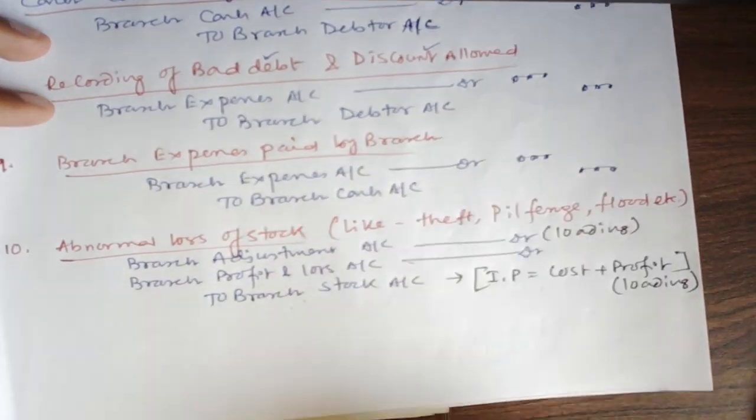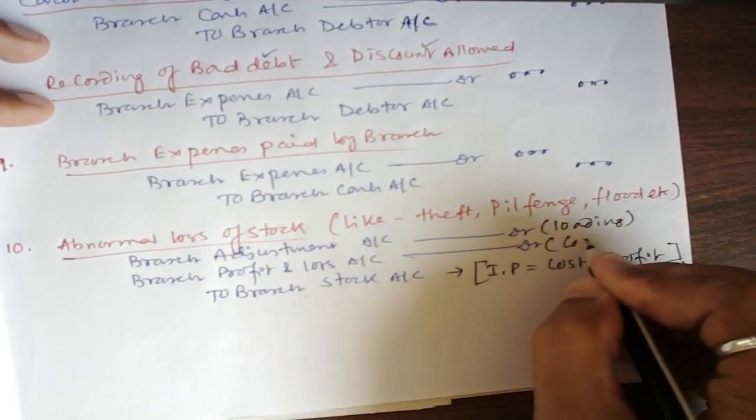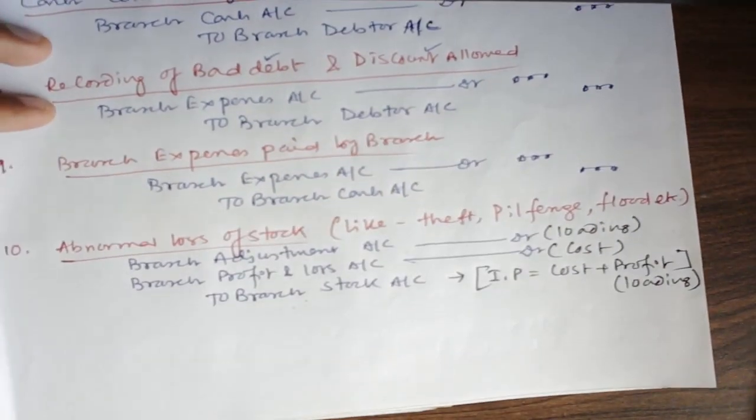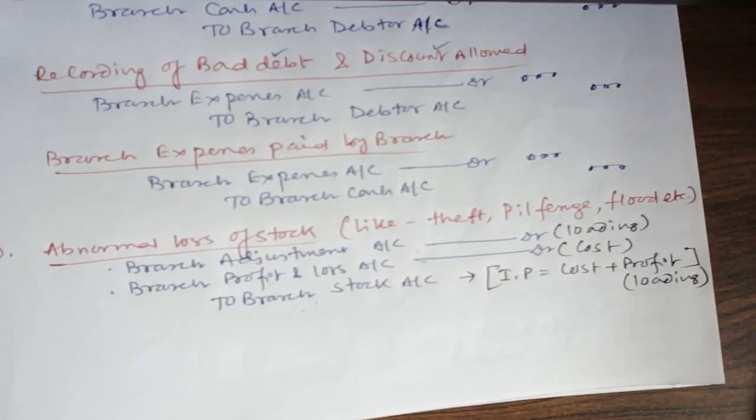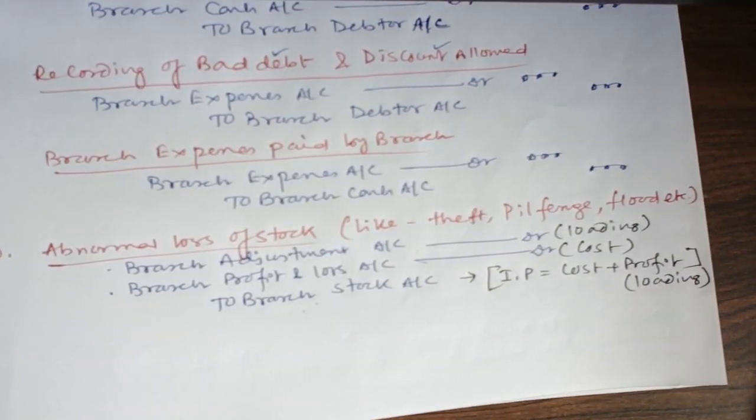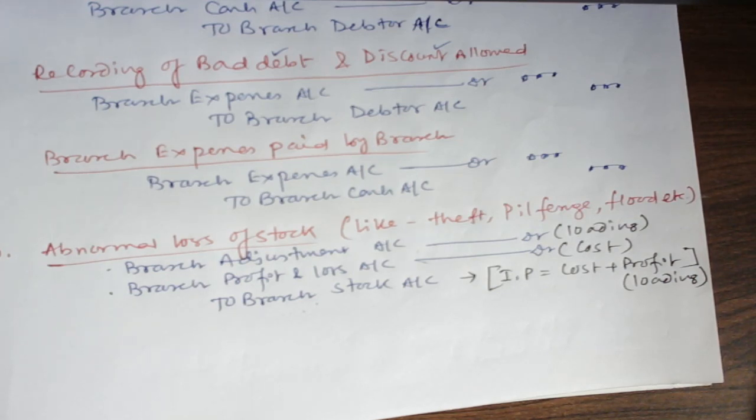That is only the profit, and branch P&L should be adjusted with the cost amount. And remember this, very important, these two. So the journal is: branch adjustment account debit, branch P&L account debit, to branch stock. In branch adjustment, only loading is there.